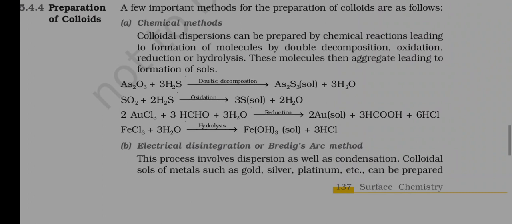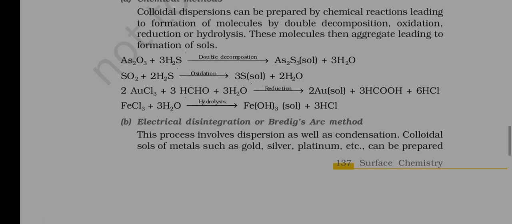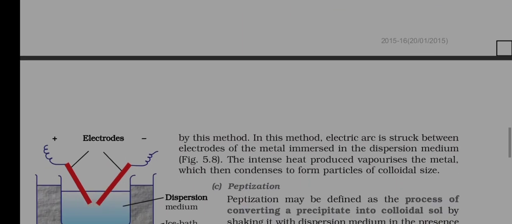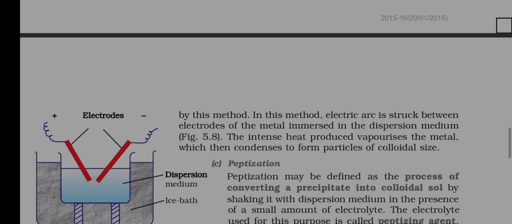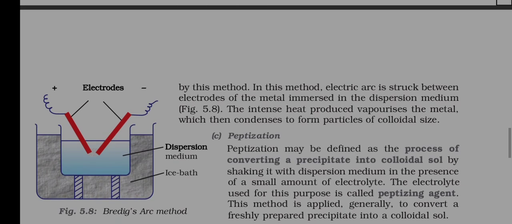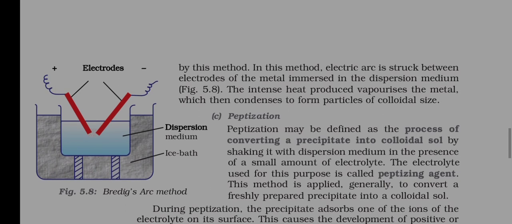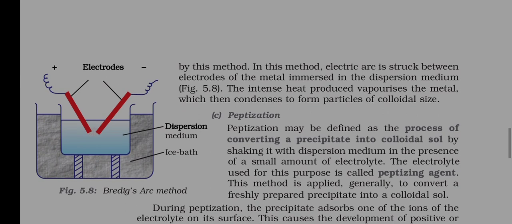Second method, electrical disintegration or Bredig's arc method. The process involves dispersion as well as condensation. Colloidal sols of metals such as gold, silver, platinum, etc. can be prepared by this method. In this method, an electrical arc is struck between electrodes of the metal immersed in the dispersion medium. The intense heat produced vaporizes the metal, which then condenses to form particles of colloidal size.